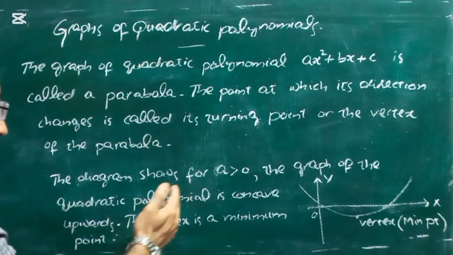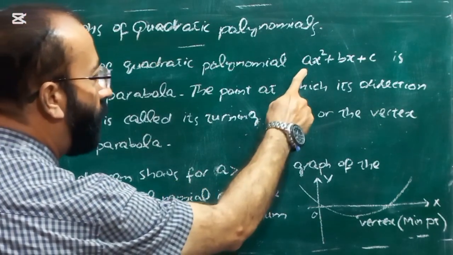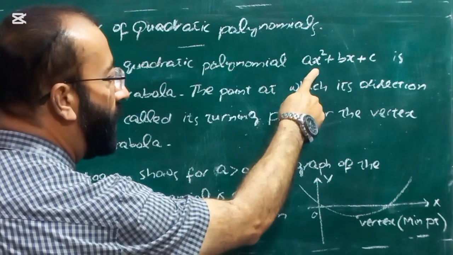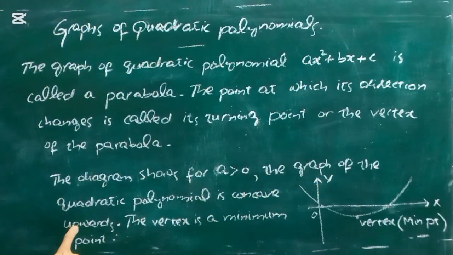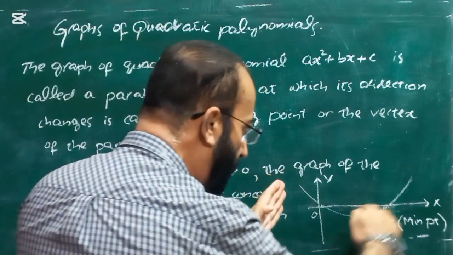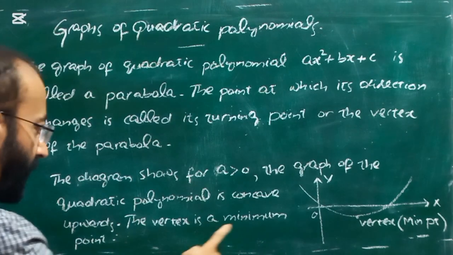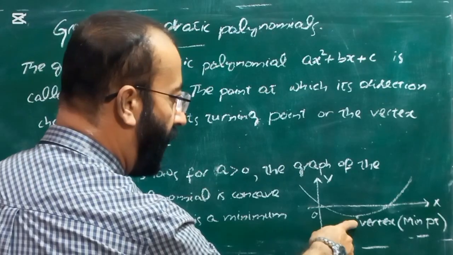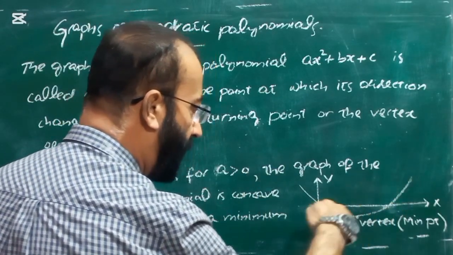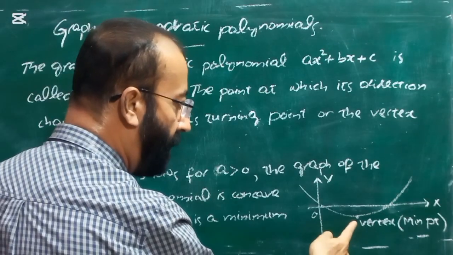The diagram shows it for a greater than 0. So whenever the coefficient of x² is positive, then the graph of the quadratic polynomial is concave upward. So this means concave upward. The vertex is a minimum point. So this point will lie here because this kind of graph is concave upwards, so it will have a minimum point.